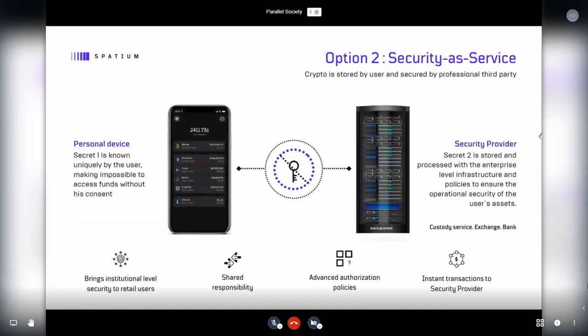The second option, which is more interesting in my opinion, is something that we call security as a service. In this case, one secret is stored on your device and is known uniquely by you, protecting you from someone who wants to use your funds without your approval. So no one controls the funds except you. And the other secret is processed by a professional third party. It could be a custodian, exchange, or bank, who has professional-level infrastructure, policies, and provides you with operational security for your transactions.